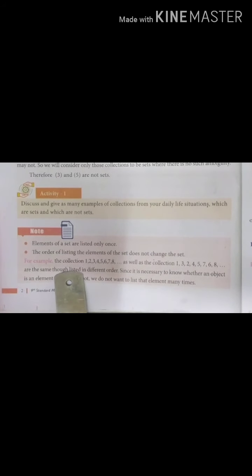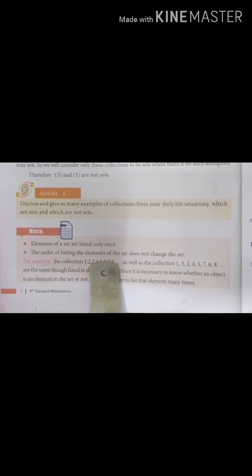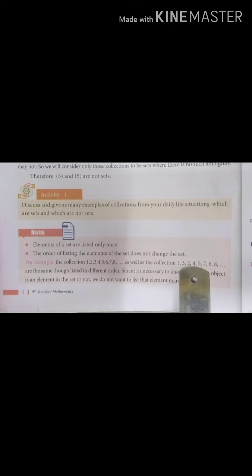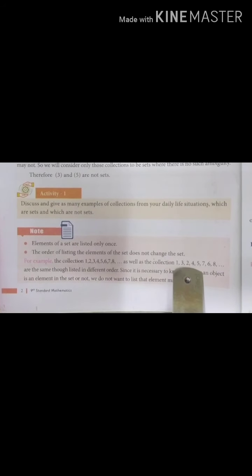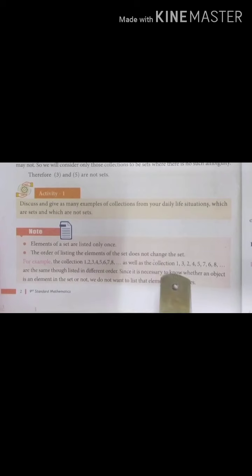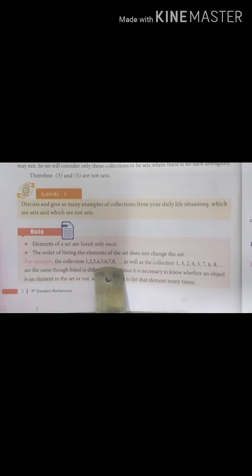The second one, the order of listing the elements of a set does not change the set. For example, in a set you have 1 2 3 4 5 6 7 8, these are the elements. If the same elements are written in a different order, the set will not change, both sets are the same set. So here the numbers are from 1 to 8.